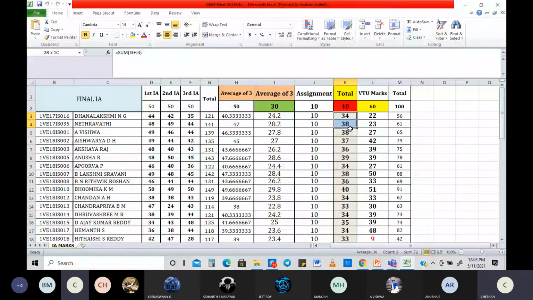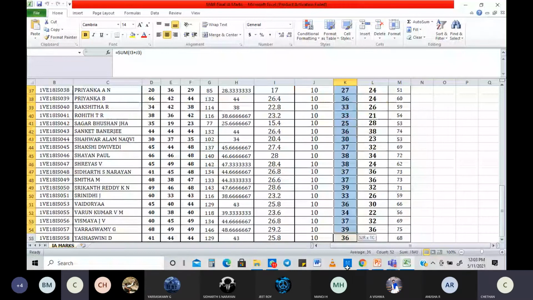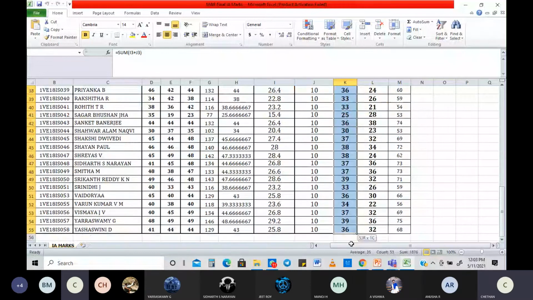What is the average you get? The average you get is around 35 out of 50, which is the entire class average. It comes to around 70%. Okay, 35 out of 50 is 70%. No, 35 out of 40, right? So it's even more than that. 35 out of 40, one second, I'll just calculate here itself.